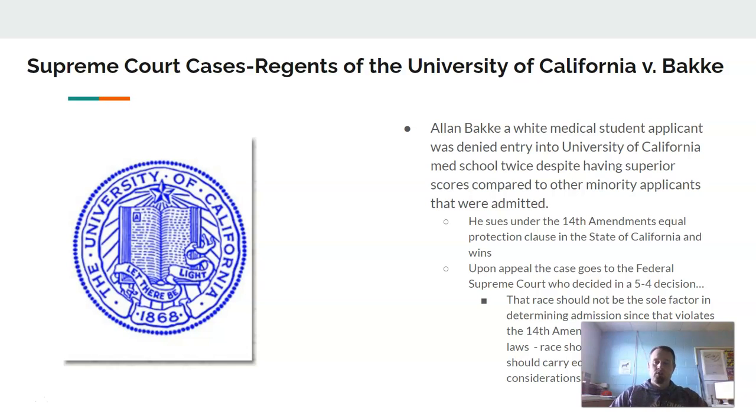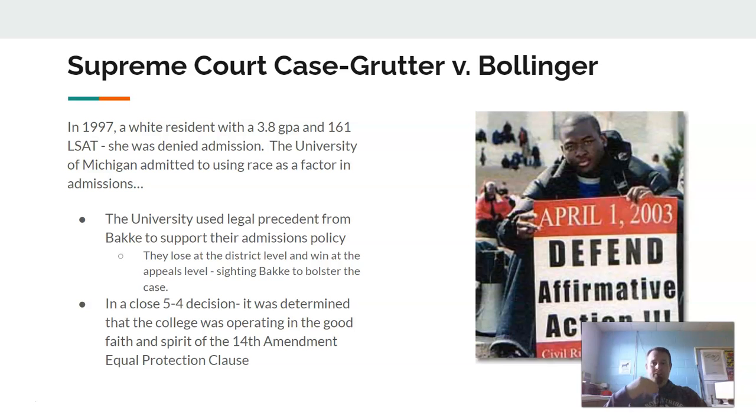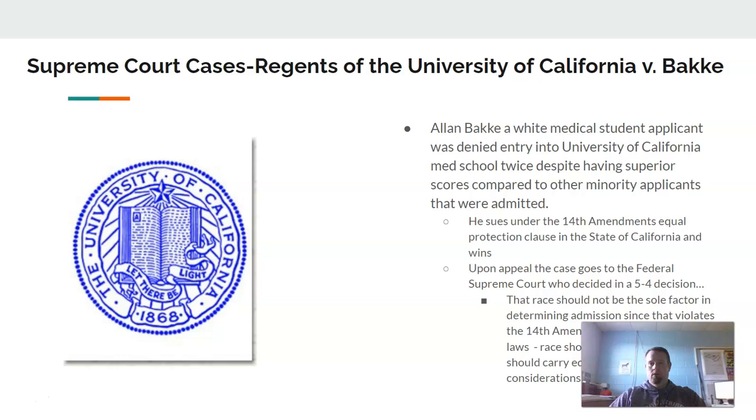And actually, in a very, very close decision, it ended up being a 5-4 decision, that race should not be the sole factor in determining admission, since it violates the 14th Amendment's Equal Protection Clause, Equal Protection Laws. Race should play a factor, but it should also carry equal weight with other considerations such as GPA, class rank, extracurriculars, things like that. Then later on, so that was back in, I want to say, the 1970s.